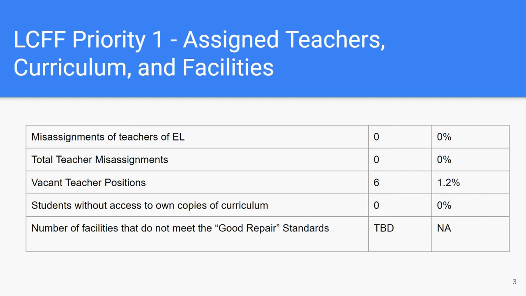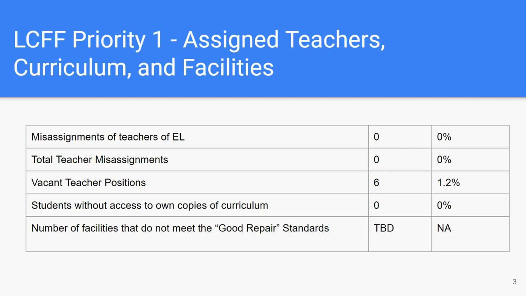Priority Area 1 of the Local Control Funding Formula, or LCFF, reports on the basics: teacher misassignments, vacant positions, curriculum, and facilities. The definition of misassignment means the placement of a certificated employee in a teaching or service position for which the employee does not hold a legally recognized certificate or credential, or the placement of a certificated employee in a teaching or service position that the employee is not otherwise authorized by statute to hold.